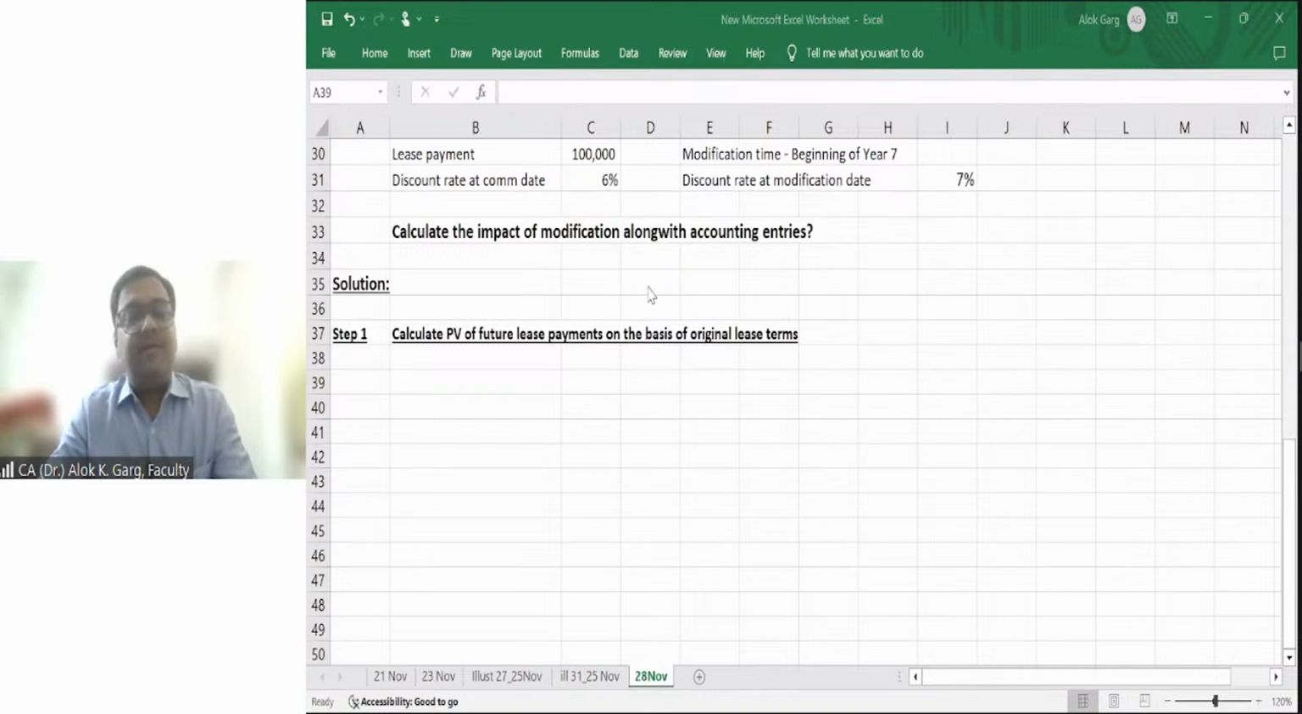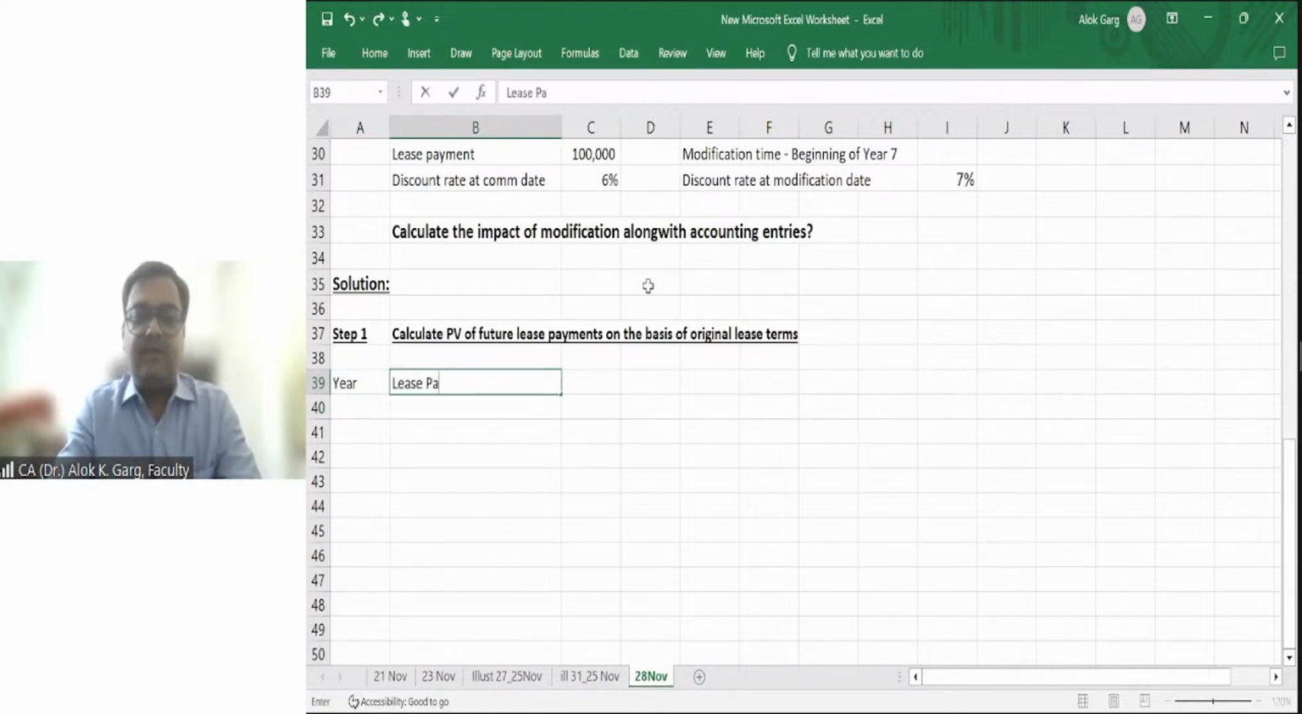How many years are there? 10 years. Initially it was 10 years. What are the lease payments? 1 lakh rupees. What is the present value factor? You need to compute at 6%, and then you need to compute the present value of the lease payment, right? Year, lease payment, present value factor at the rate of 6%, and present value of lease payment, right? This is what we need to consider.